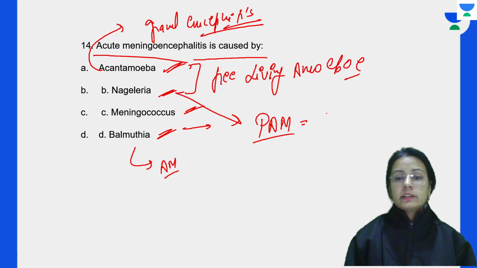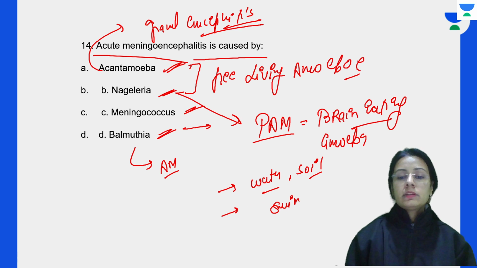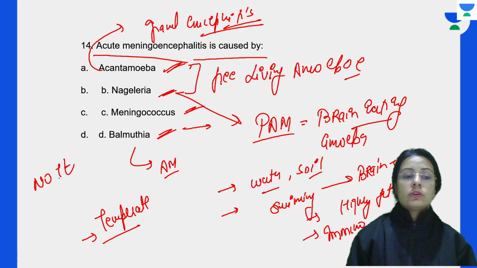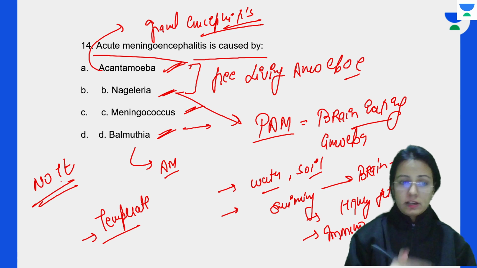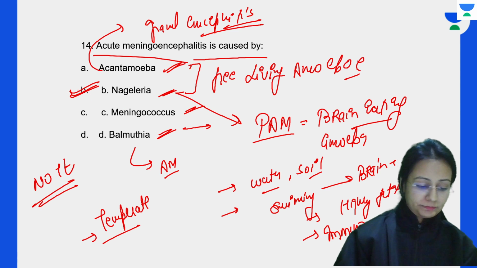Now, Naegleria fowleri is also known as the brain-eating amoeba, and stagnant water and soil are the route of transmission. In a person who is swimming, the trophozoite form travels to the brain through the cribriform plate, and it is highly fatal. It is seen in immunocompetent persons, in temperate areas, and there is no treatment till now. All right, so that is the acute meningoencephalitis caused by Naegleria fowleri.